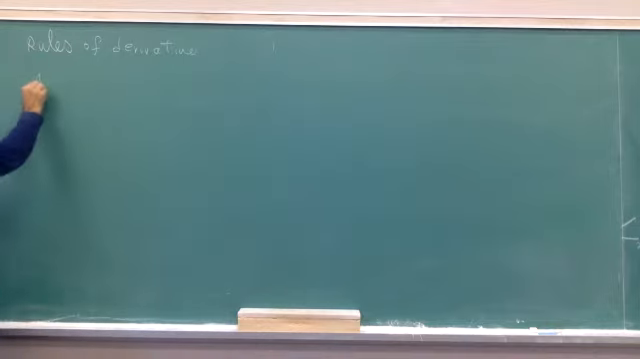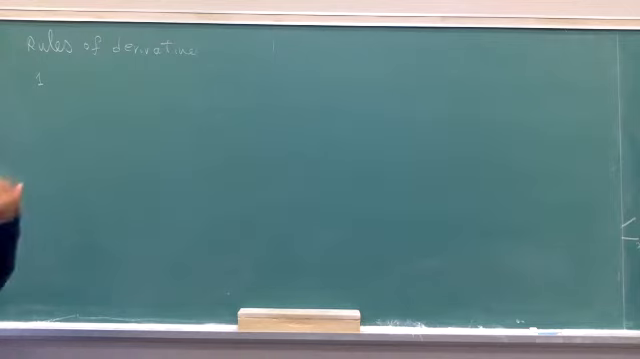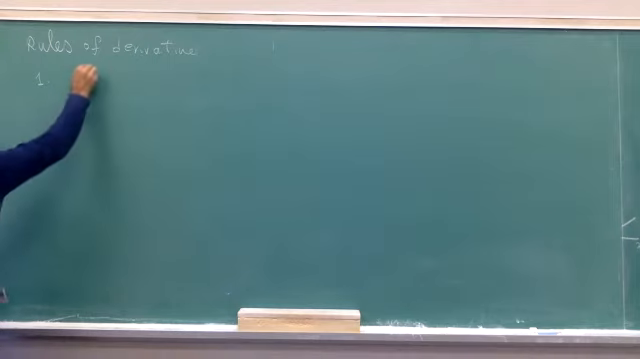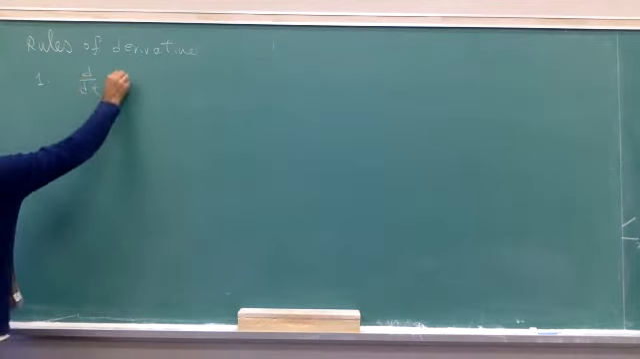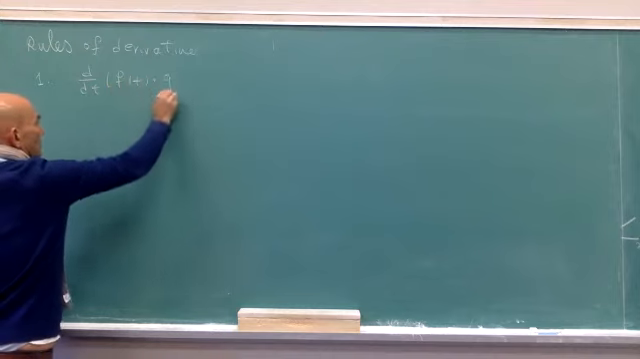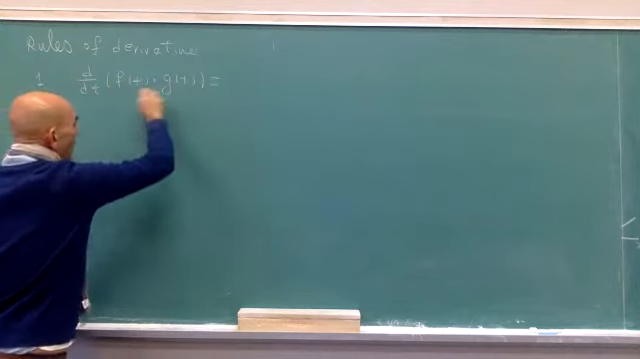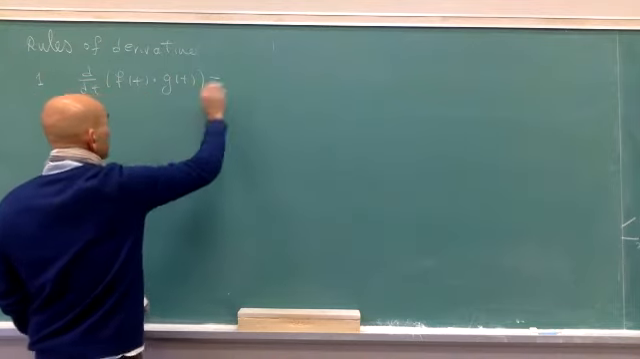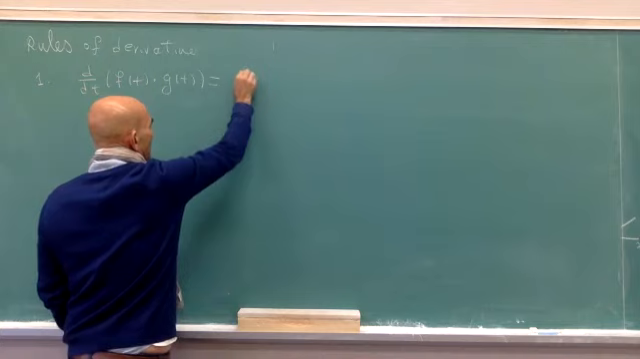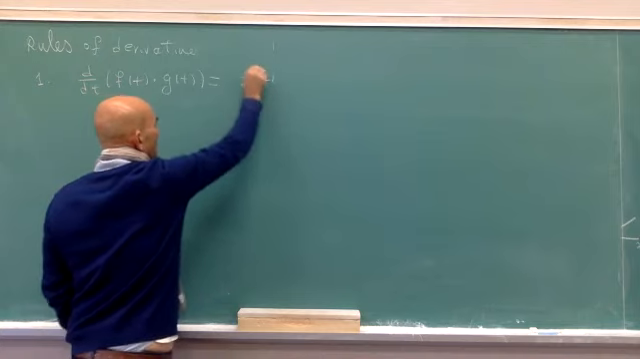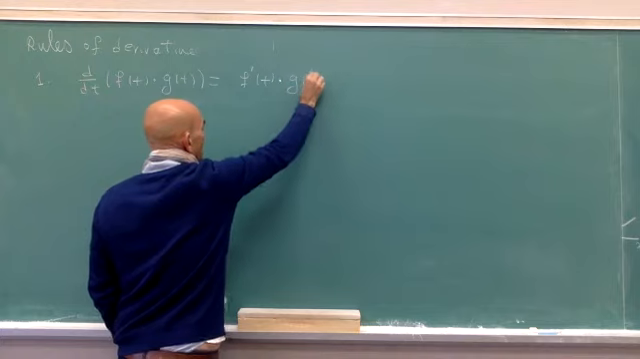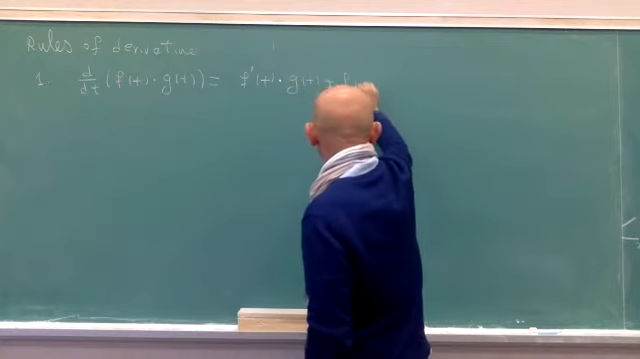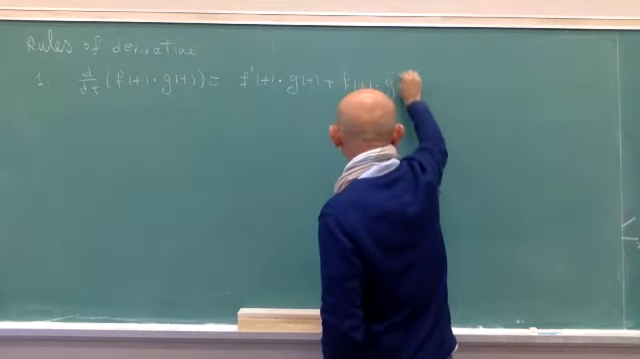One of the basic things is if you take the dot product of two such vector functions, what is the derivative of this? The first one is, what is d/dt of f(t) dot g(t)? Well, this is going to be equal to f'(t) dot g(t) plus f(t) dot g'(t).